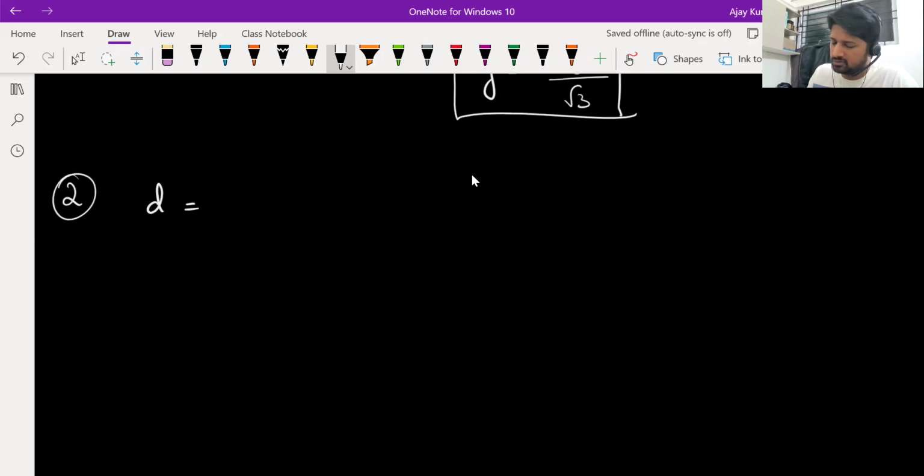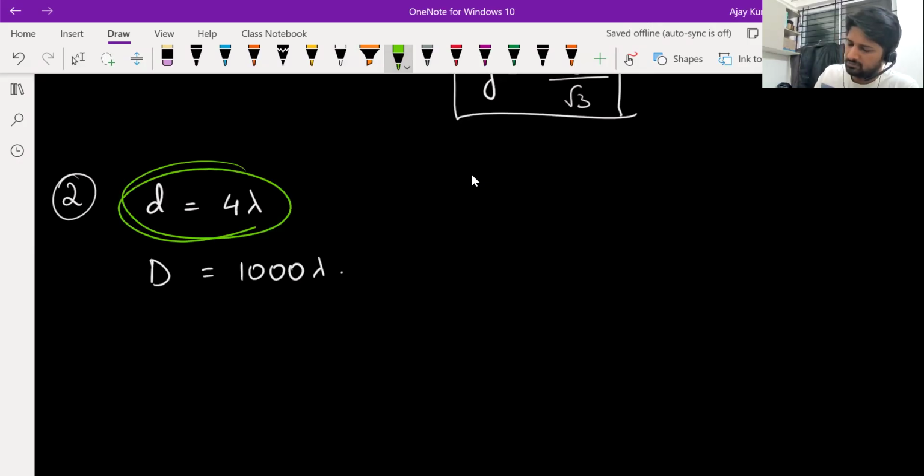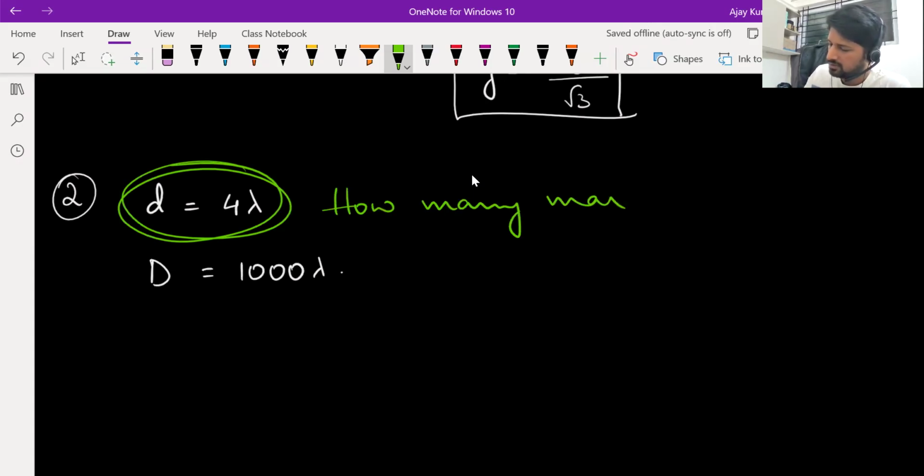Suppose the distance between the sources is, say, 4 lambda, and the distance between the sources and the screen is, let's say, 200 lambda, or you can take it quite far away, let's say 1000 lambda. Find out the angular position, or Rishi, try to tell me, if the distance between the sources is 4 lambda, how many maxima can you see on the screen? 4. How did you say it is 4?